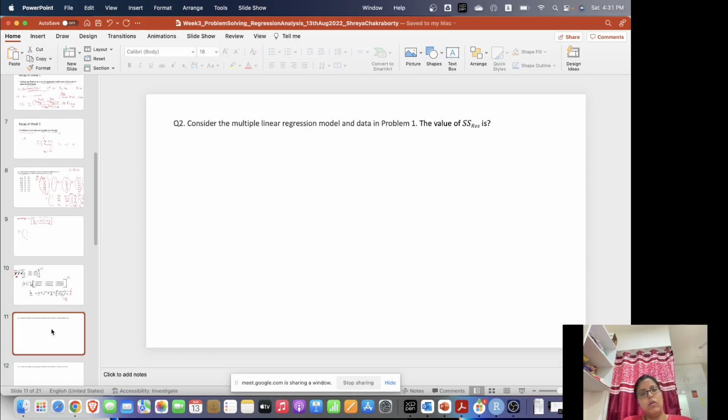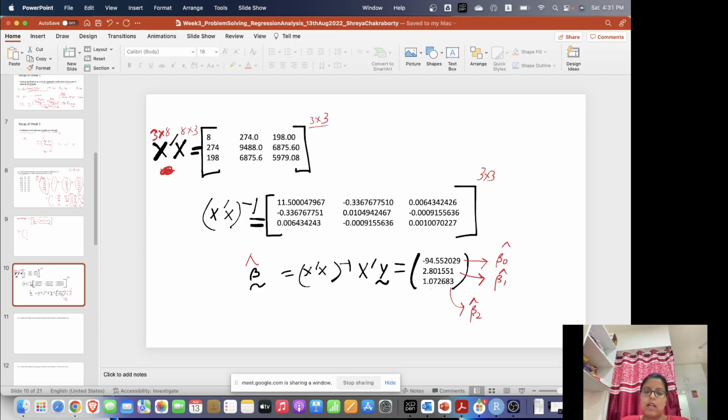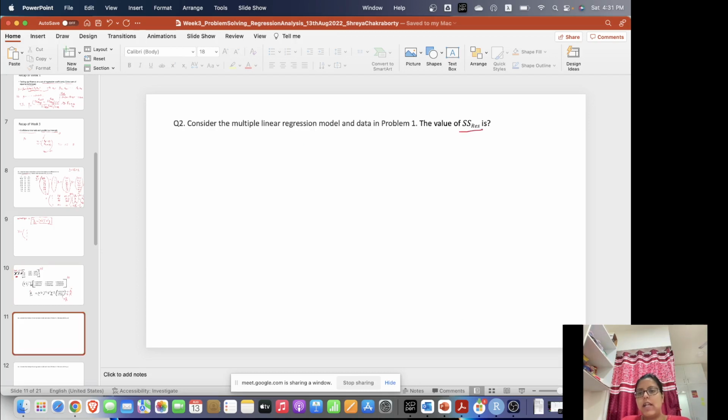So once we have our estimates, that is beta naught, beta 1 and beta 2, the next question is to find out the value of the residual sum of squares. This residual sum of squares can be calculated in two manners. Either you can use a formula, or you can go to the basics: you have some y, you will have y hat, which will be X beta hat. You take y hat minus y, and then you would have the residuals, 8 residuals here, 1 2 3 4 5 6 7 8. You take the sum of squares.